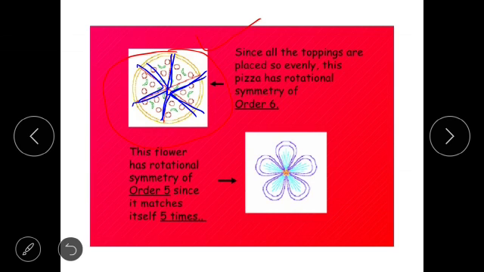Also, this flower has rotational order 5 because it fits onto itself 5 times when rotated through 360 degrees. During this complete rotation, it will fit onto itself 5 times.